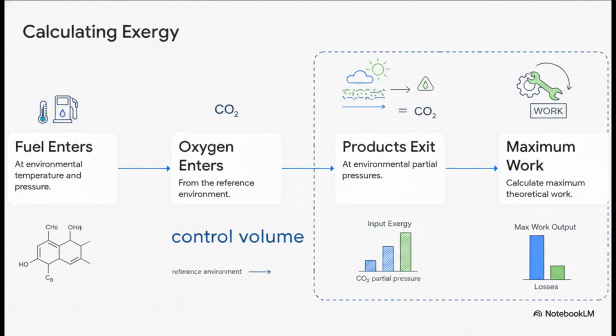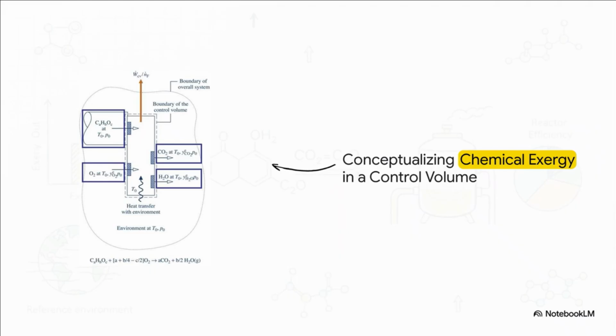Engineers use a conceptual thought experiment involving a perfectly idealized machine where fuel and atmospheric oxygen enter and a reaction happens. The products exit perfectly matching the environmental conditions. So this maximum work output is a theoretical ceiling that is impossible for any real-world machine to beat.